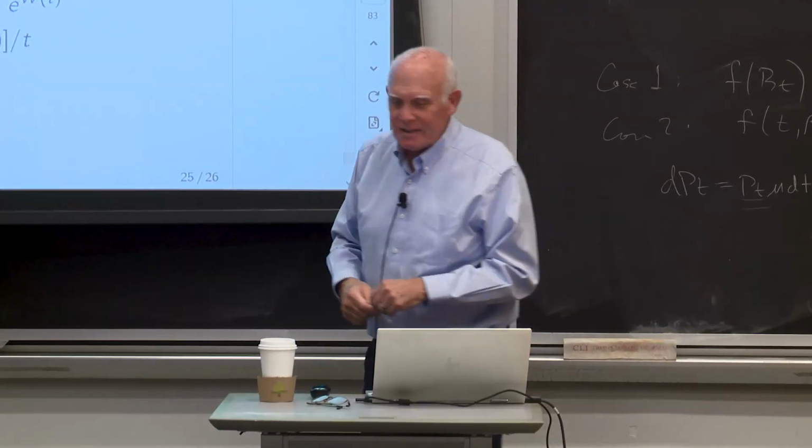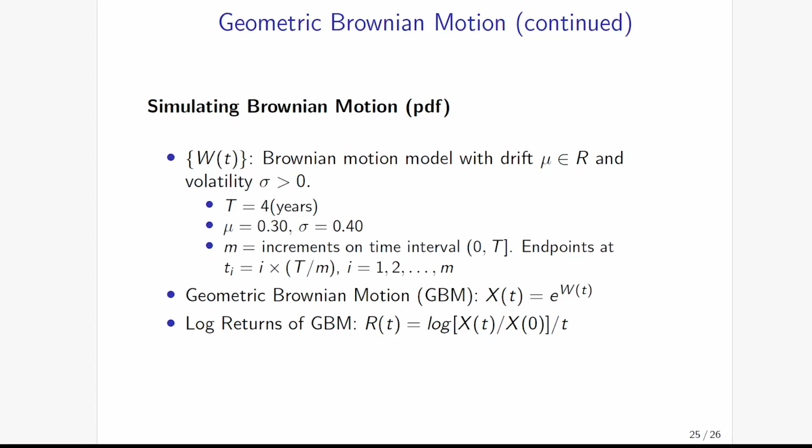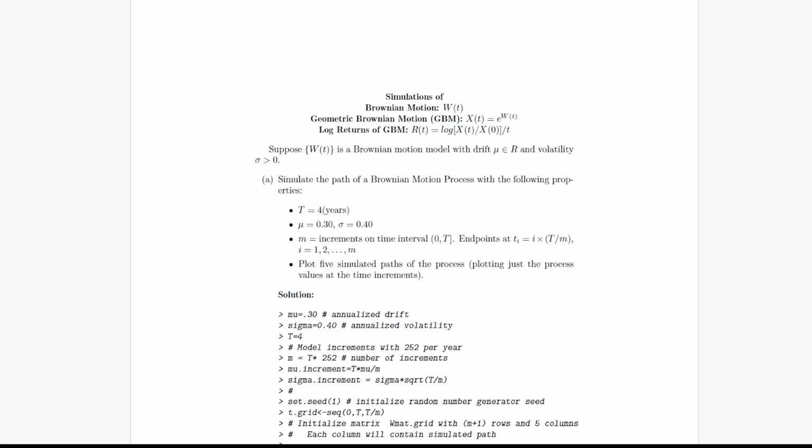So let's see. Here, let's say I have a simulation of Brownian motion where we consider the same mu and sigma as the previous slides, and we consider a time period of capital T equal to 4 years, and we define increments on that interval and look at Brownian motion with the appropriate mu and sigma, then geometric Brownian motion, which is the exponential of that Brownian motion, and then the log returns. So let's take a look at what we have.